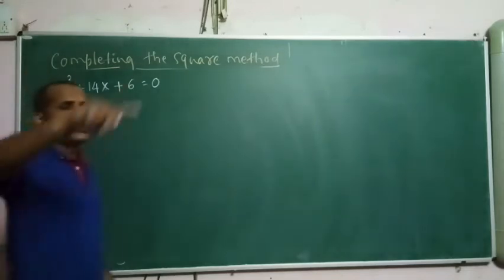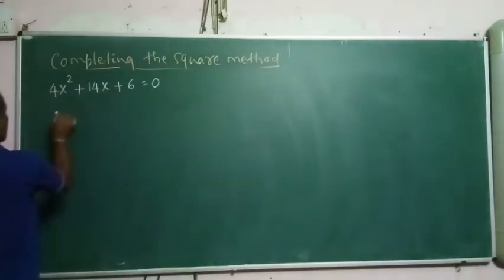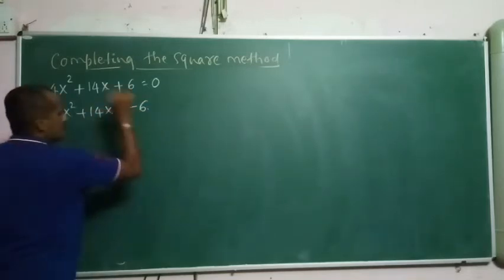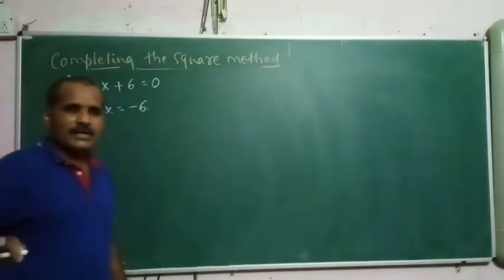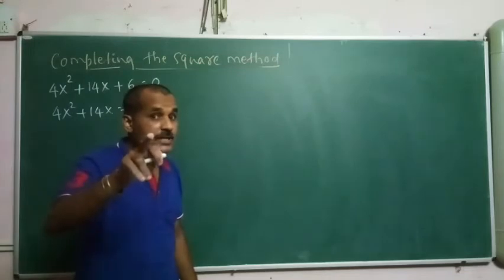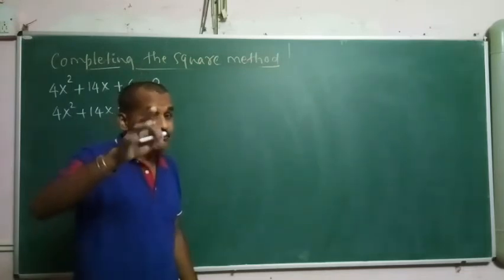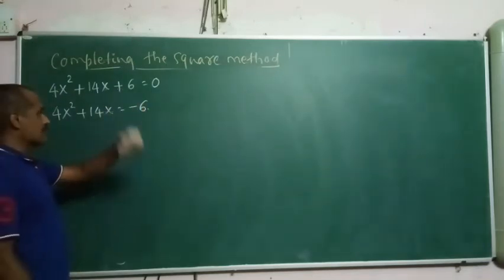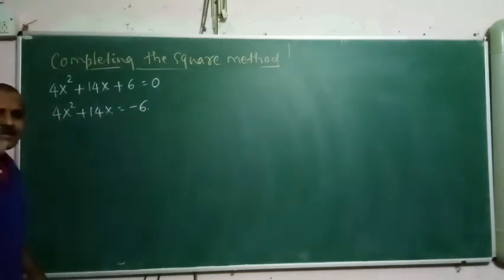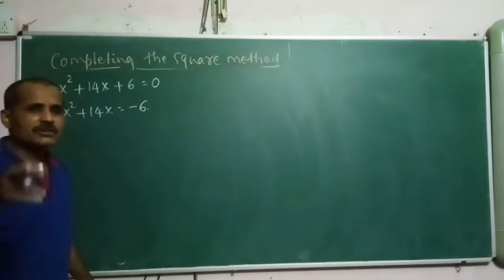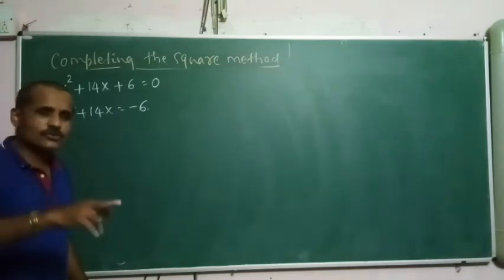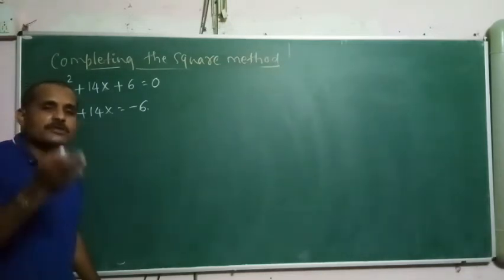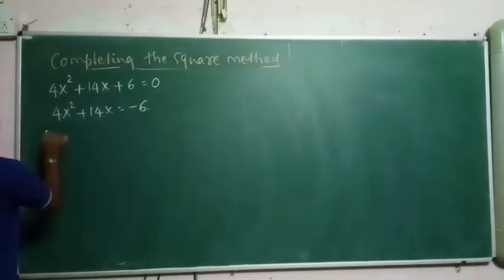First step as usual, the constant should be shifted to the RHS. Come on, 4x square plus 14x is equal to minus 6. Those who have understood very clearly, pause the video, solve it yourself. This is very, very important. That builds up the confidence in you that yes, I can solve the problem. Okay, it is minus 6. What is the next step? Divide each term by the coefficient of x square, or I can say make the coefficient of x square as 1.